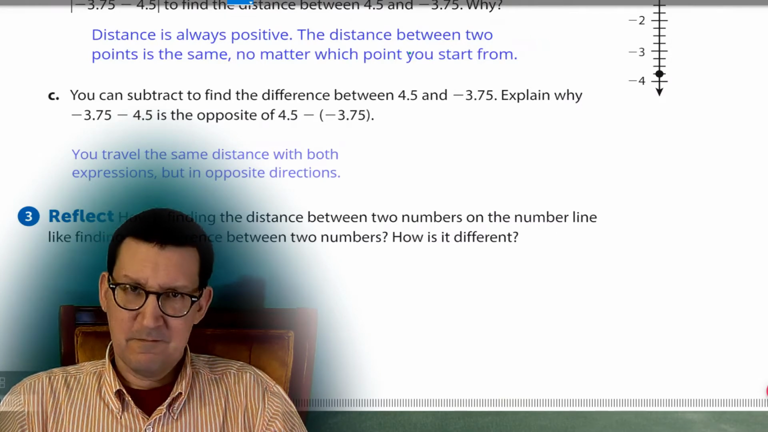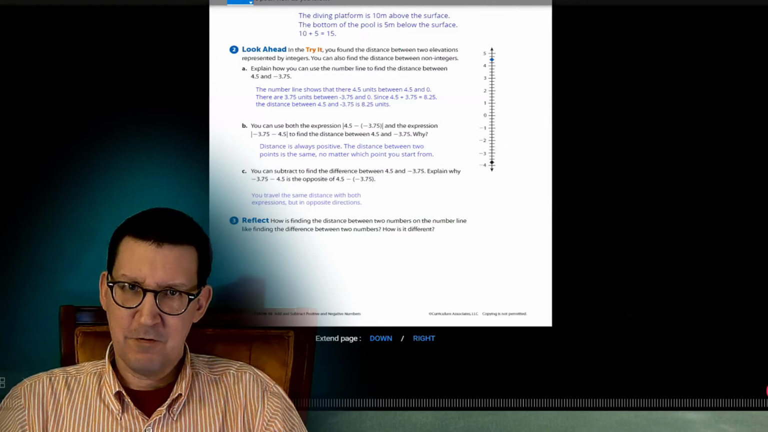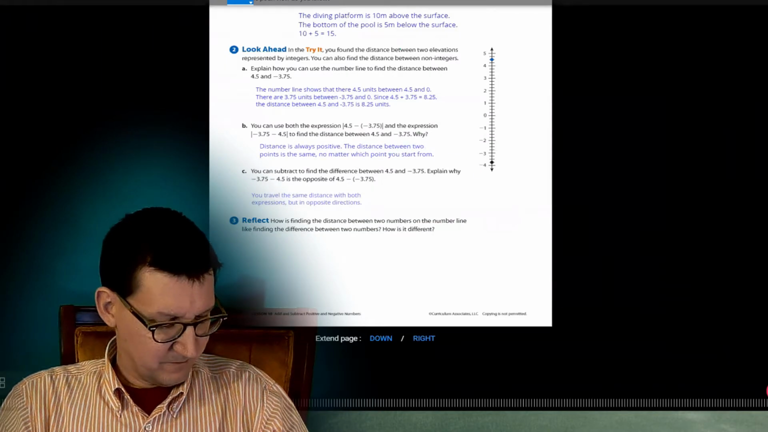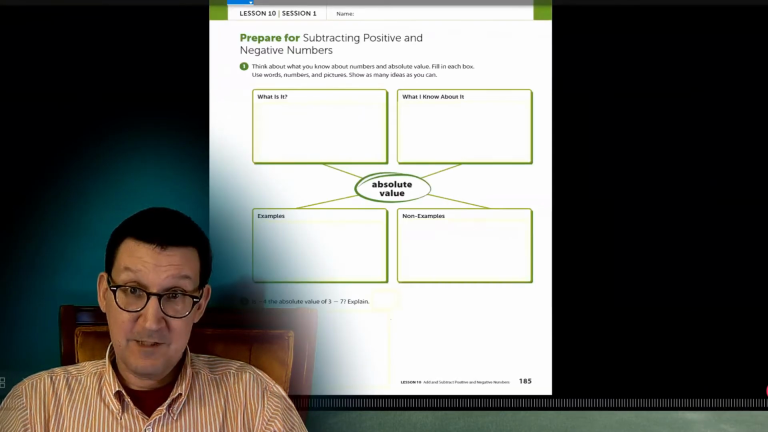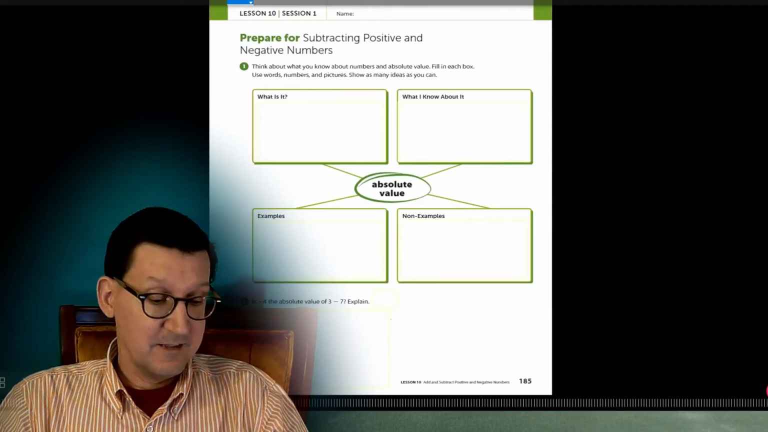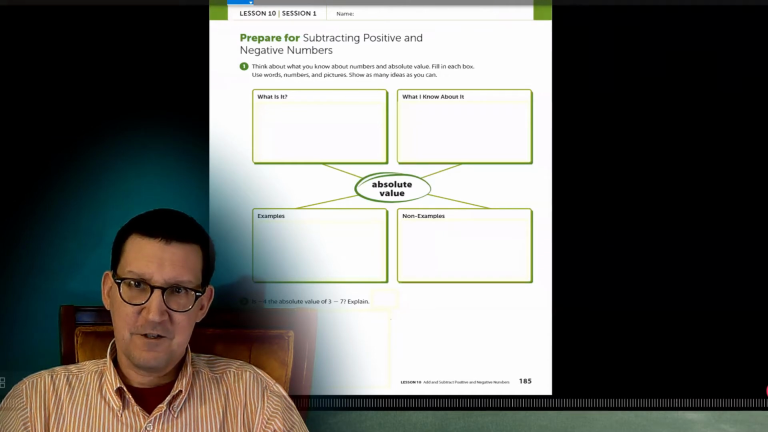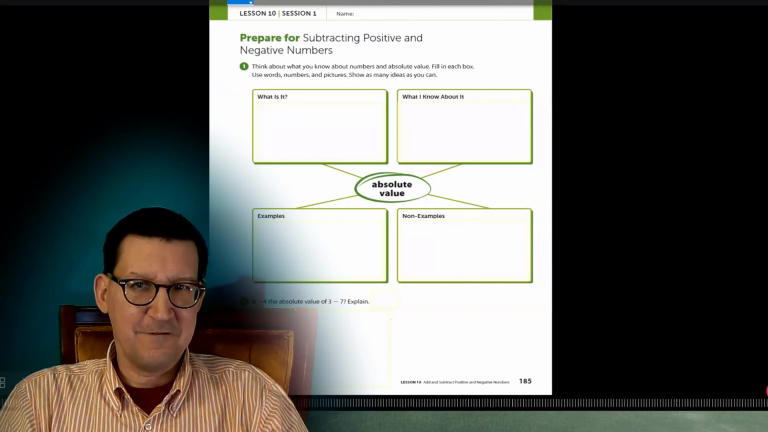The reflection we'll leave for you because it's a very personalized thing. So let's move up to page 185, talking about a graphic organizer. Hooray! Let's take a look at what our graphic organizer looks like.